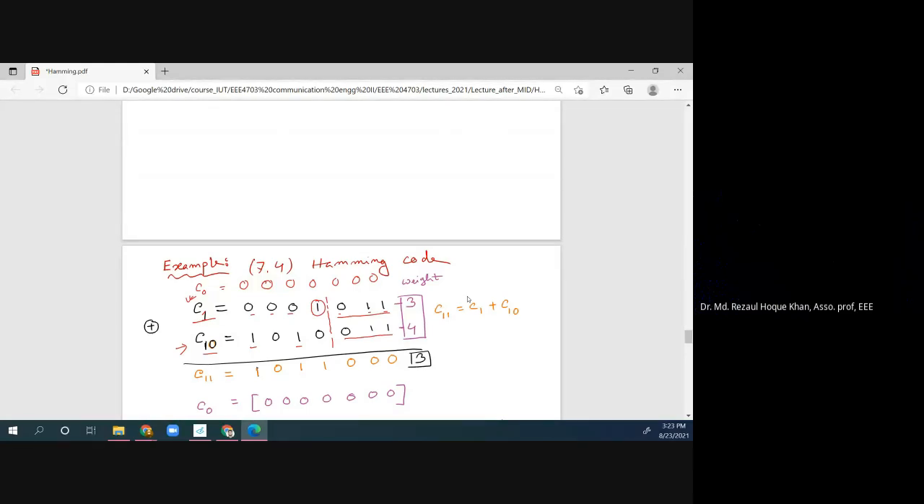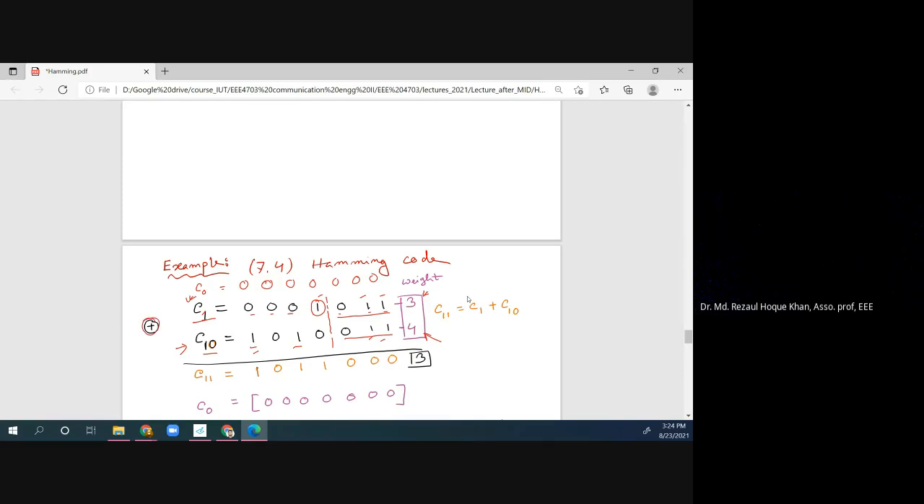What is the weight? Weight is how many ones. How many ones here? 3. How many ones here? 1, 2, 3, 4, so 4. So the weight for C1 is 3, and the weight for C10 is 4. Now if I add them, of course this is actually XOR.